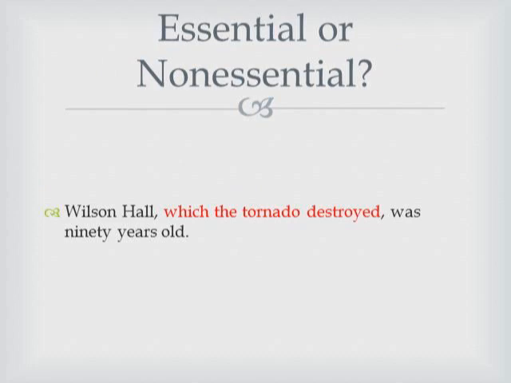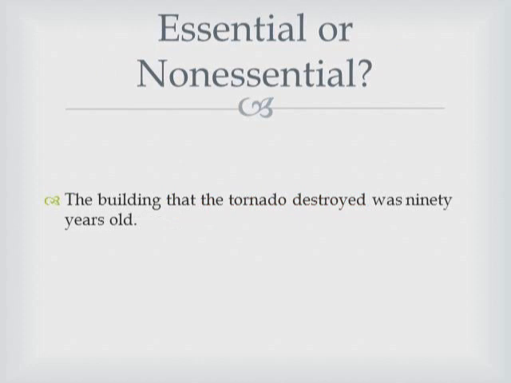Now, what if I change the sentence to say, the building that the tornado destroyed was 90 years old? Do I need commas or not? If you said that I did not need commas, then you are correct. Because now the word building is too general. It doesn't tell us which building. So that the tornado destroyed is identifying which building I'm talking about that's 90 years old. It's essential to identifying the building, therefore no commas are needed.